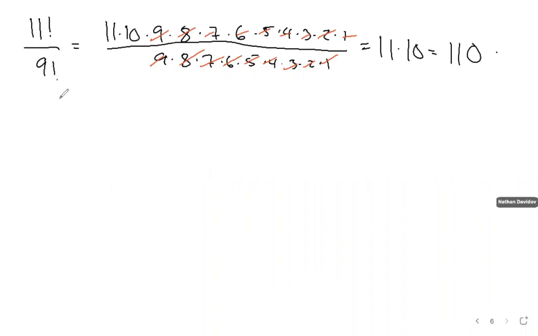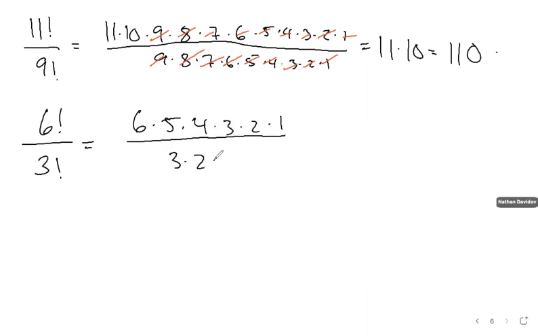Yes, okay. How about this? 6 factorial all over 3 factorial. What is this going to be? Well, if you expand it out, 6 factorial is this, 3 factorial is this, and you can just make these cancellations. So at the end, you're left with 6 times 5 times 4, which is 120, I believe, right? 5 times 4 is 20, times 6 is 120. Okay, all right, good.